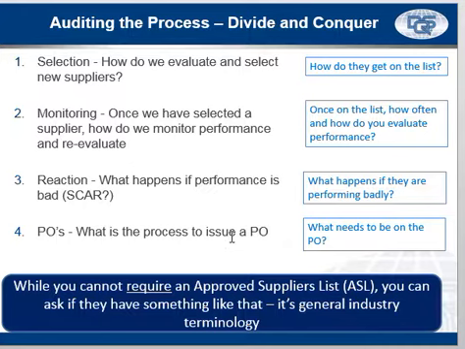And you might say, Dave, you can't ask for a list. There's no requirement for a list in the standard, and you're right. But I would say back to you, it's industry terminology. I can ask for anything I want to ask for, but I can't require you to have a list. That is correct. I can't write a finding if you don't have an approved suppliers list, but you have to have some way of tracking the suppliers that you've approved.